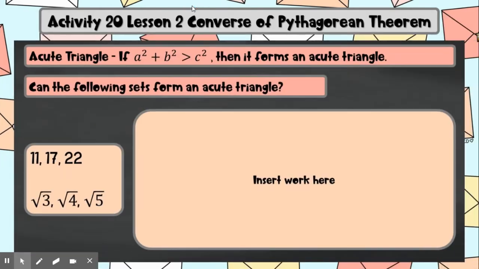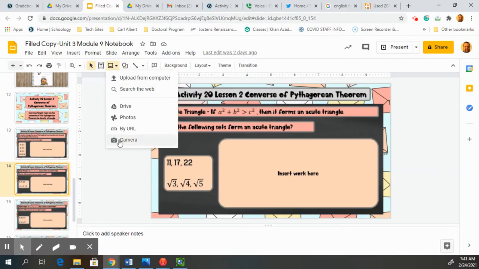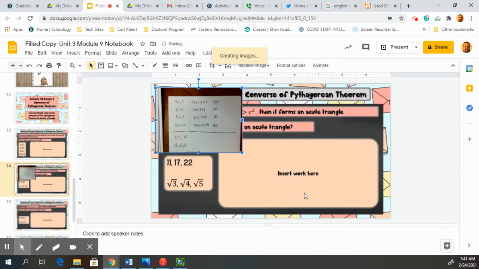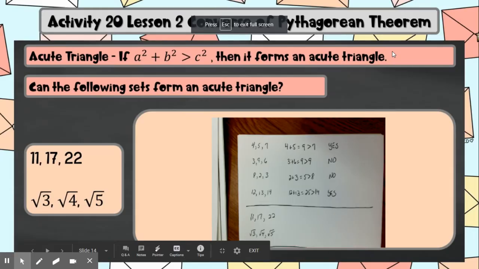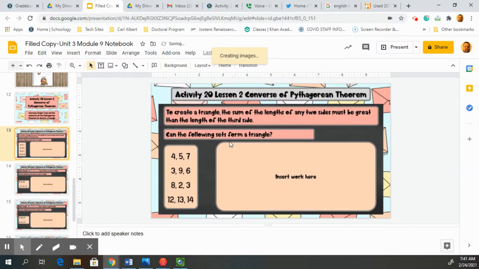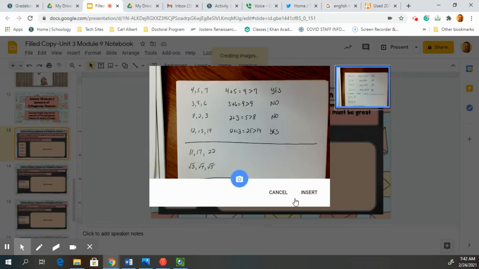Okay. So I'm going to go back over here. Insert this image right there. So we've determined whether or not, oops, I put that on the wrong one. Let me go back. All right.